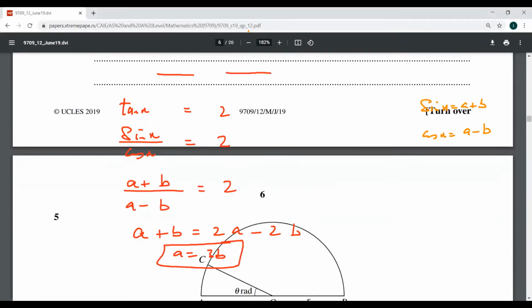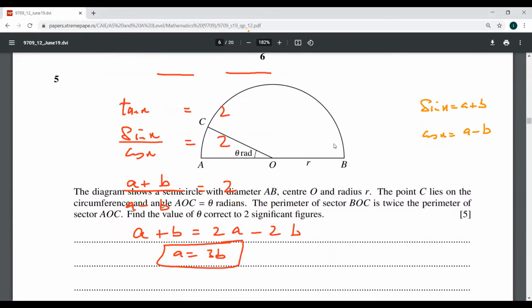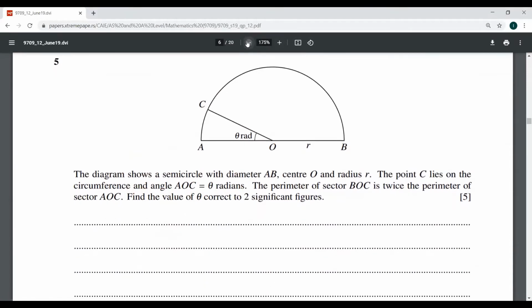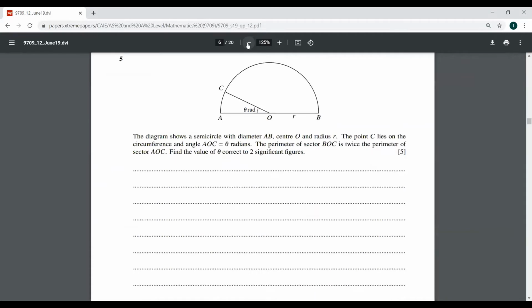Okay, let's see what's next. This is a question from Circular Measure. I would like to minimize this a bit so that I can have some space for working. I believe you can read it.